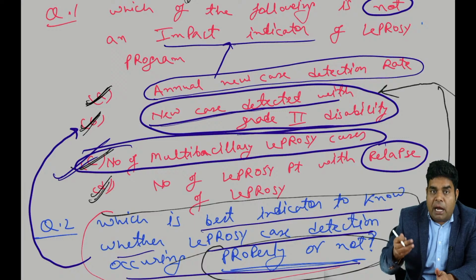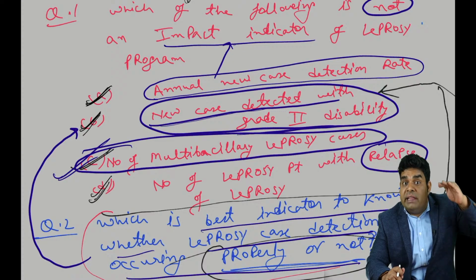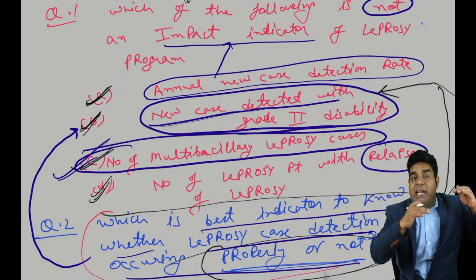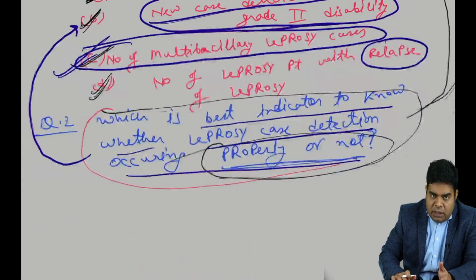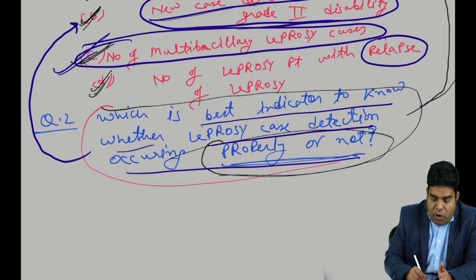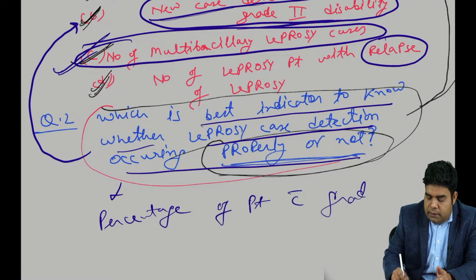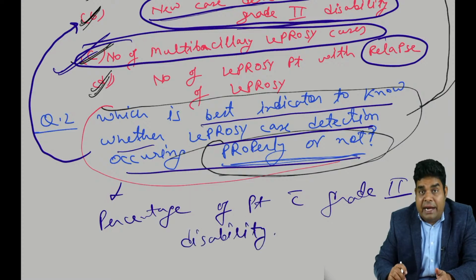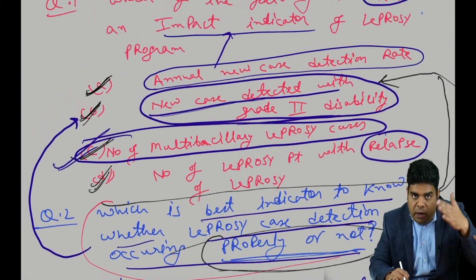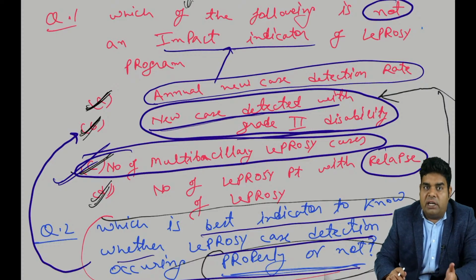Because if many people are coming with grade 2 disability, it means we miss them when they develop leprosy and we are detecting them very late. So it means leprosy case detection is not occurring properly. So whether leprosy case detection is occurring properly or not, this will tell us, detected by percentage of patients with grade 2 disability. Okay. So this will tell us detection, and impact will be told by A, B and D, but not with C. Multibacillary leprosy case will not tell the impact.